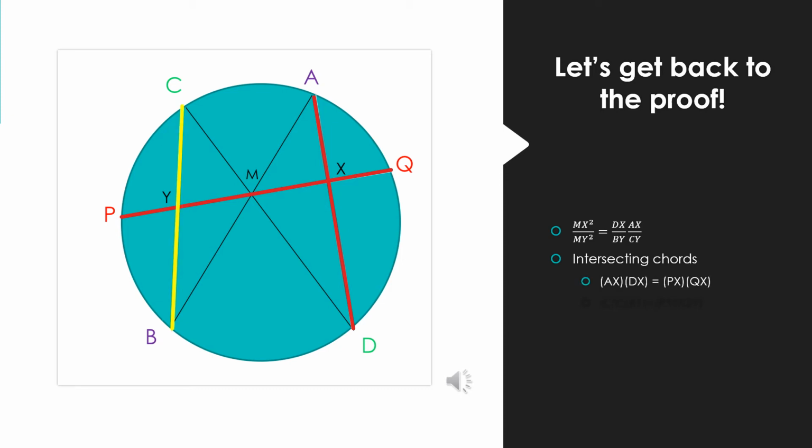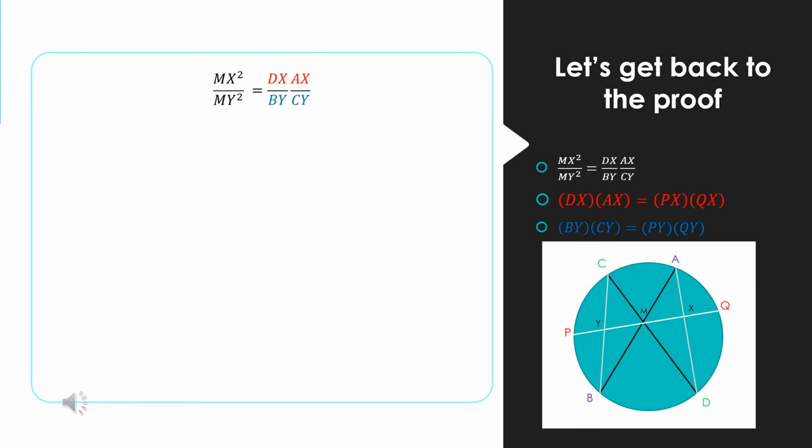Then we want to use the chord CB with the point of intersection at Y, and then the other chord is PQ. Then we substitute out the products we got from the intersecting chords theorem to get MX squared divided by MY squared equals PX times QX divided by PY times QY.